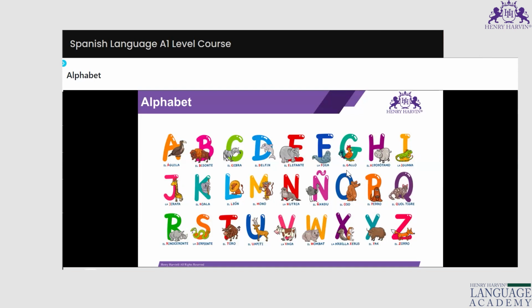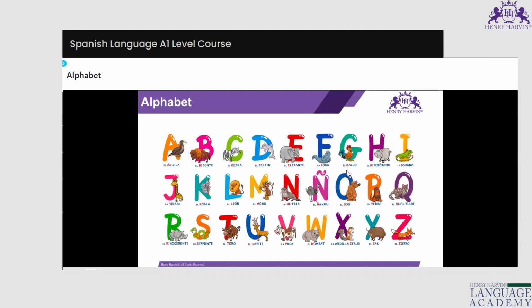When G comes before the letters A, O, U, it sounds like G, like gato, goma, gustar. And when it comes before the letters E and I, it sounds like H. Gimnasio, gerente. So it sounds like H. H has no sound. Remember, there is no sound of D and T. It is always D and T.